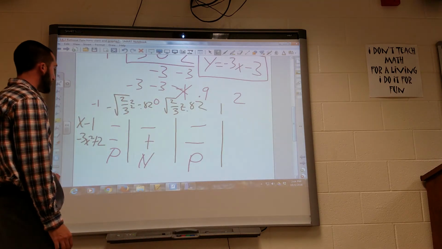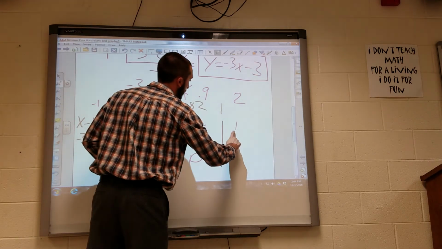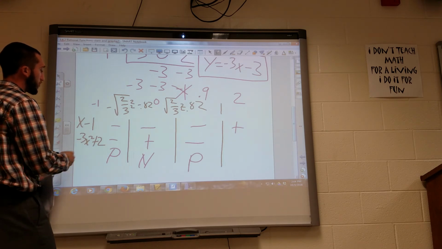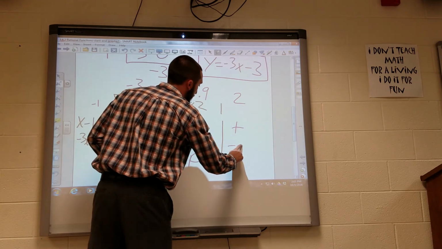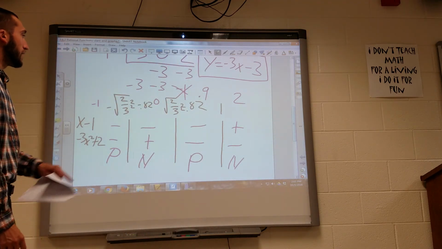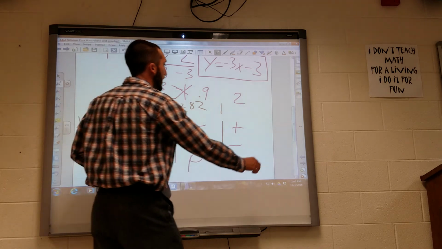And now I'm going to pick any number larger than 1. I'm going to pick 2. So 2 minus 1 is a positive 1. 2 squared times negative 3 gives me negative 12. Plus 2 is a negative 10. Negative. Overall net effect, negative. So now I've got everything I need to go ahead and graph.